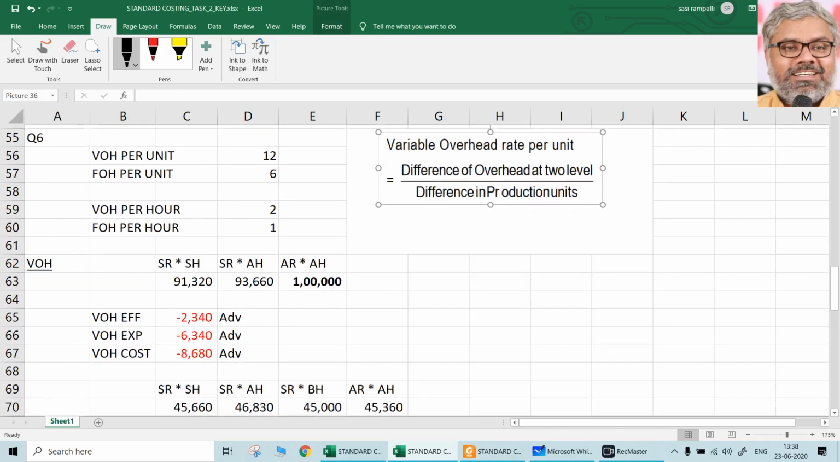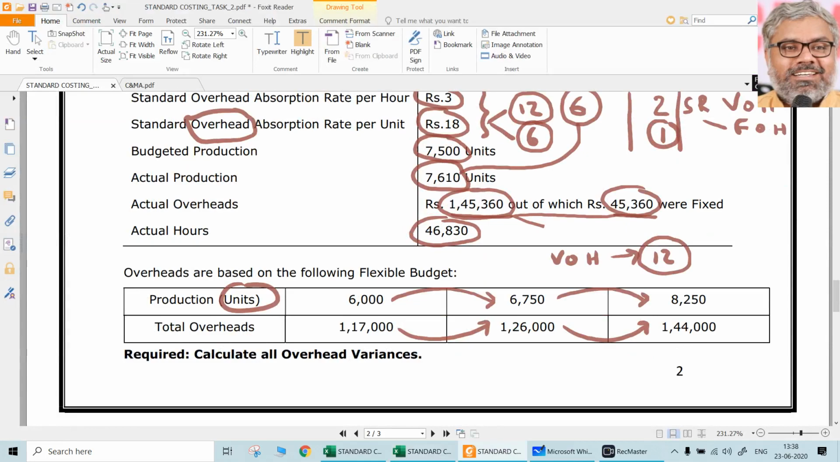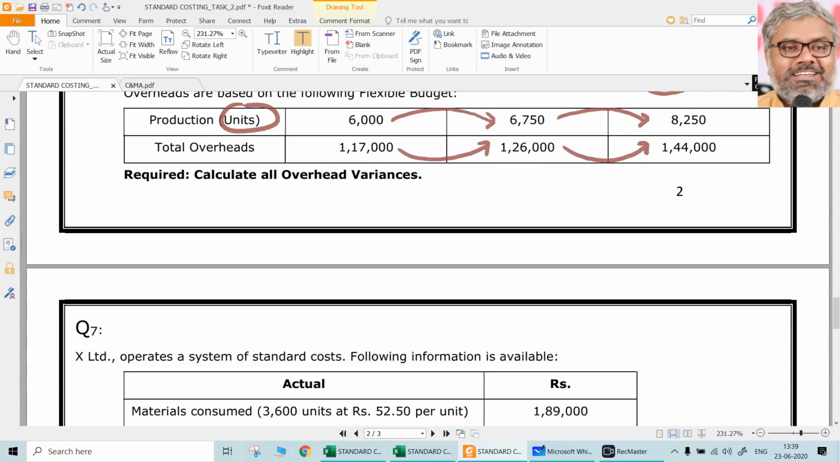How to find out variable overhead rate per unit when a flexible budget is given? Difference in cost divided by difference in number of units. That gives us variable overhead cost per unit. When that is known, if out of 18 rupees, 12 rupees is variable overheads, naturally 6 rupees is fixed overheads. So like that, remaining things can be sorted in question number 6.